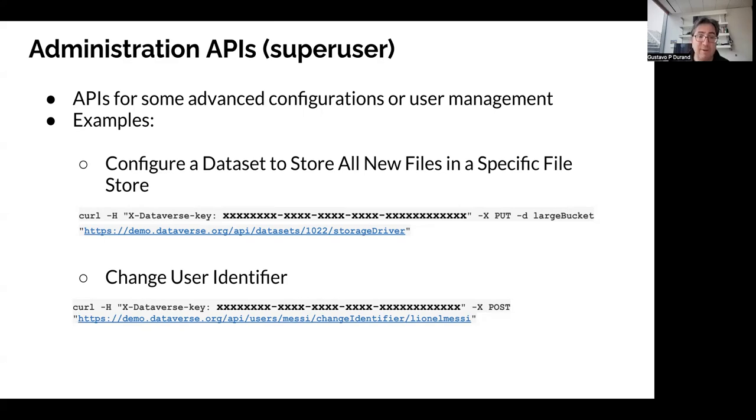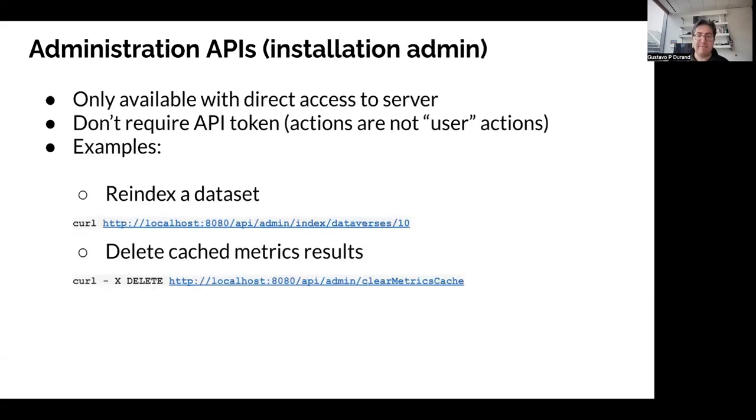And then the second example is user management. If you need to change the identifier of a user, in this case, for example, we're changing Messi to Lionel Messi. This is the API you would call for that. Lastly, administratively, we have some APIs that are only for installation administrators. Now, these we require to be extra secure, and so we actually cannot call them directly from the terminal window on our laptop. We have to actually log into the server that's running the software, and assuming we have that access and that privilege, then we can run them there.